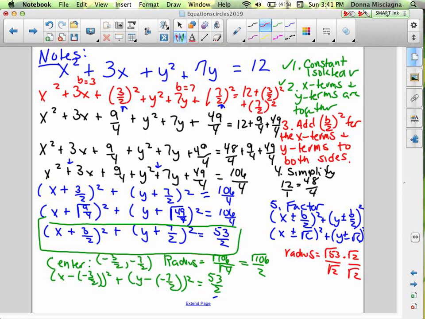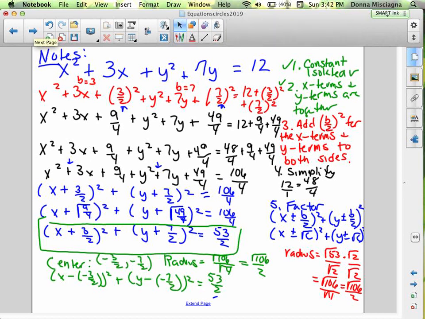The square root of 53 times the square root of 2, you can multiply radicals as long as they have the same index. You just multiply what's underneath. So 53 times 2 is 106. Square root of 2 times the square root of 2 is the square root of 4, which is just 2. So either way, you'd still get a square root of 106 divided by 2. All right, so even if you didn't know it might be easier to keep the 106/4, you could still get this. All right, so that's the end of this, and this is the end of circles.